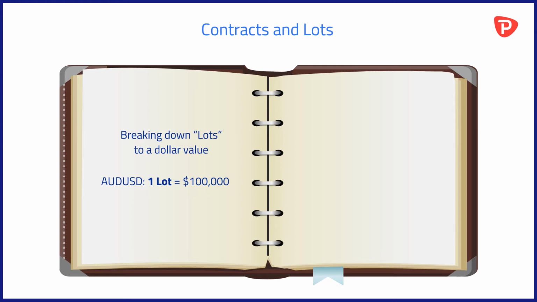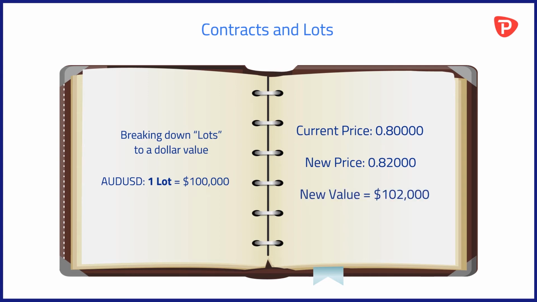If the current price of the Aussie USD pair was 80 cents, one lot would equal 100,000 Australian dollars. Now, if this pair increased in value to 82 cents, the initial investment of 100,000 Australian dollars would now be worth 102,000 Australian dollars. If the Aussie USD increased in value to $1, also known as parity, the trader's investment would be worth 120,000 Australian dollars.